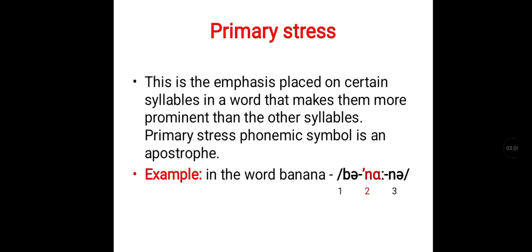What's primary stress? This is the emphasis placed on certain syllables in a word that makes them more prominent than the other syllables. Primary stress phonemic symbol is an apostrophe. So if you see a word, in order to indicate a syllable that is stressed, there's an apostrophe placed on it in your dictionary. For example, in the word banana, you can see that the stress is on the second syllable. Na. Banana is not banana, but banana.